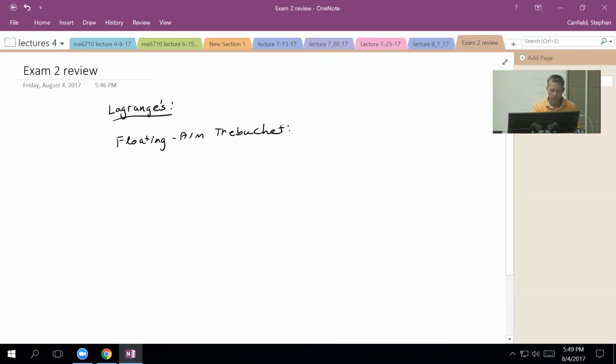And in this review, we want to review a few things. We're going to review Lagrange's equations. We want to review how we include potential forces. I guess that's part of it. We'll include external forces. We'll consider rigid bodies. And we'll consider Lagrange multipliers.